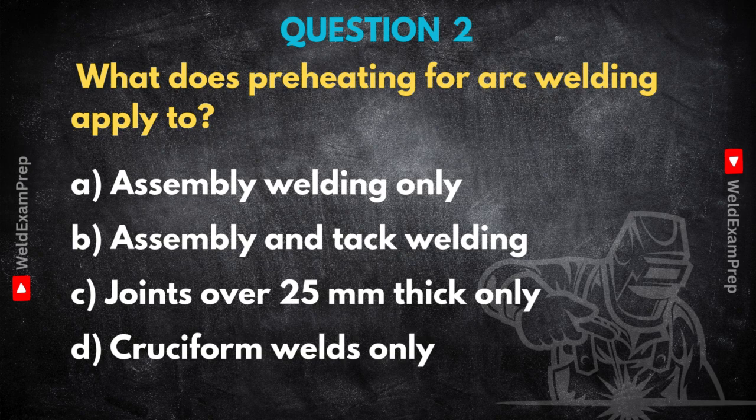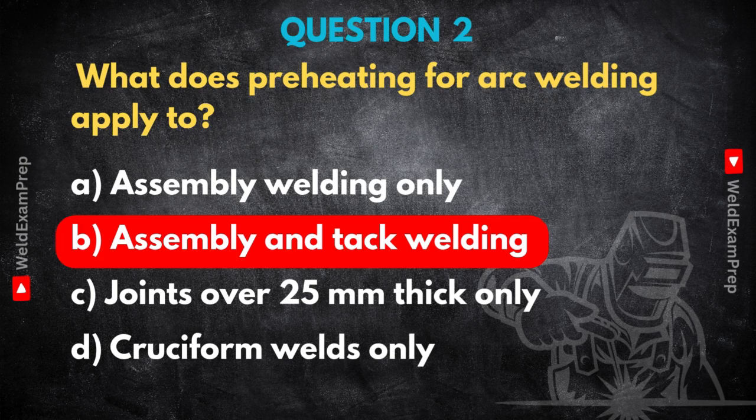And that crack could then grow into the main weld later. Precisely. It compromises the integrity from step 1. So tack welds need the exact same preheating consideration as the final assembly welds. They're foundational. Therefore, the answer has to be B, assembly and tack welding.